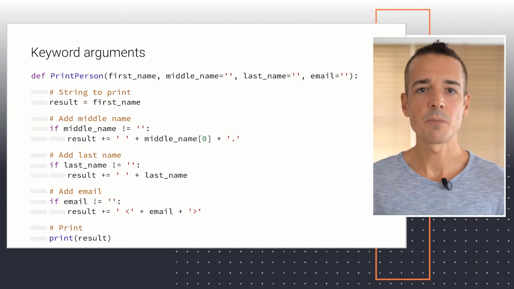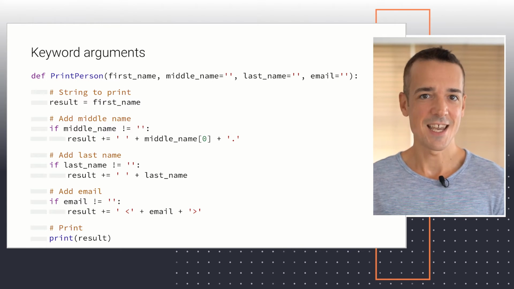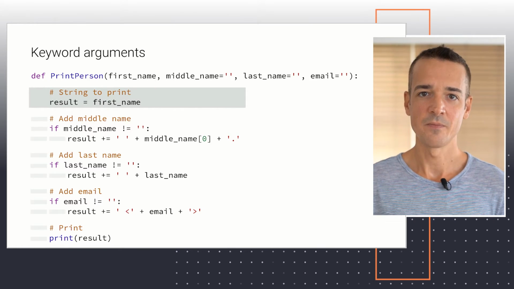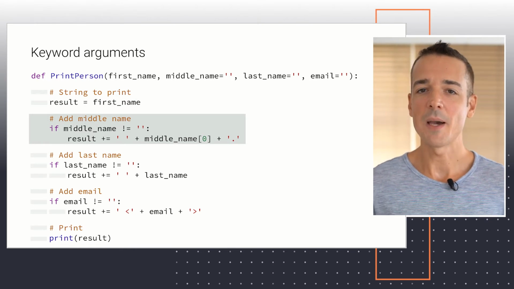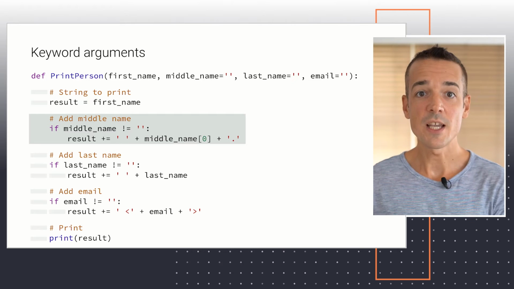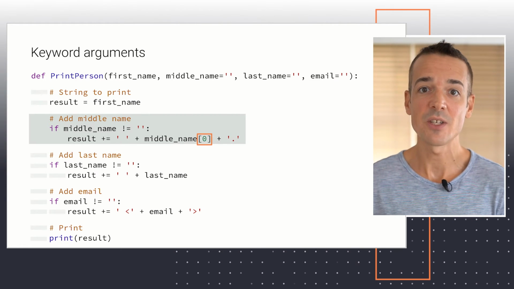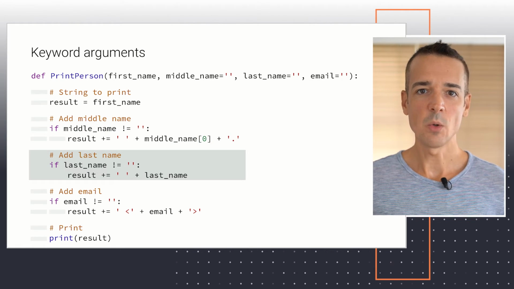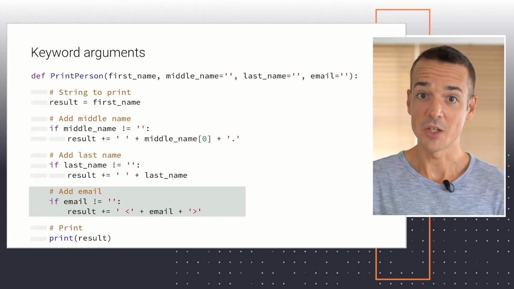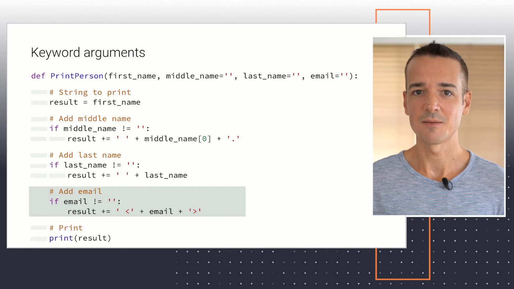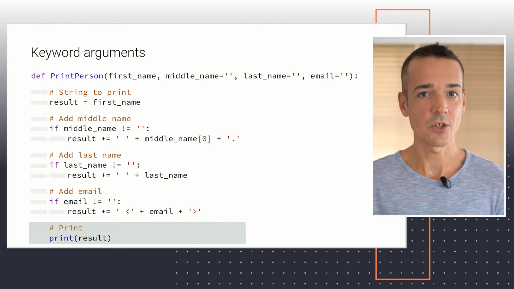The purpose of this function is printing the given person's information in an aesthetic manner. We start by initializing a string named result to the person's first name. If the person's middle name was given, we append a space, the middle name's initial, and a dot character. Notice that we extract the middle name's first letter by using the square bracket notation with index 0. If the last name was given, we append another space followed by the given string. And finally, if an email address was given, we append one last space with the email address surrounded with brackets. The resulting string is then printed into the terminal.